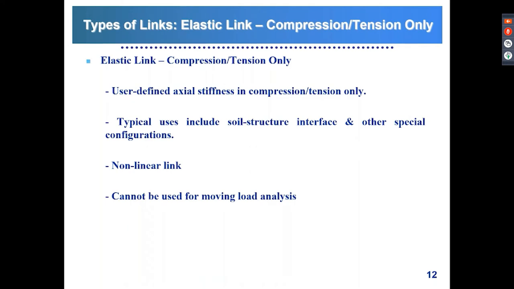The other type of elastic link is a compression or tension only link. So this type of link is only going to have axial stiffness, depending on whether it's compression only or tension only, and then it's going to be active in only one or the other. These are typically used when you have special configurations or soil structure interaction. For example, when you have integral abutments, it's very common to use compression-only links.